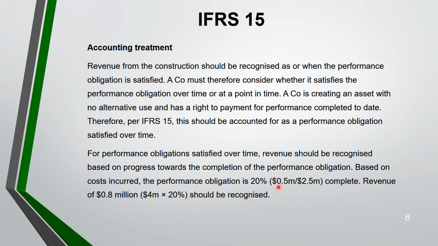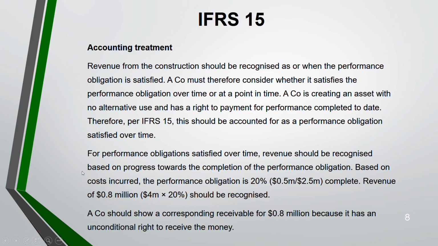So it is 0.5 divided by 2.5, the total cost of the contract, which is 20%. So you will recognize only 20% of the 4 million, that is your transaction price. So 0.8 million, this is your revenue. A has to show a corresponding receivable of 0.8 because it has an unconditional right to receive this money.